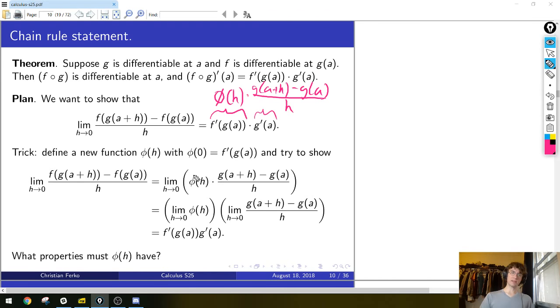So let's make that a little more explicit. What do we have to do? We're going to define that function phi of h. We want phi at 0 to be f prime of g of a, as I've said, because that's the first factor in the thing we want this to be equal to.